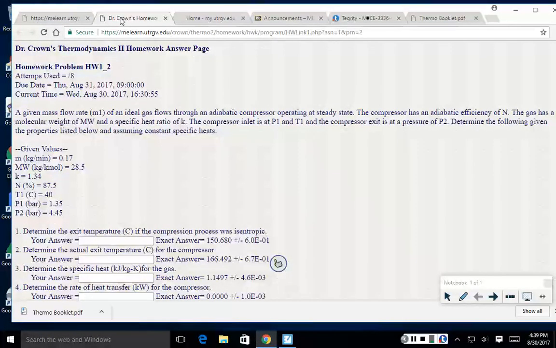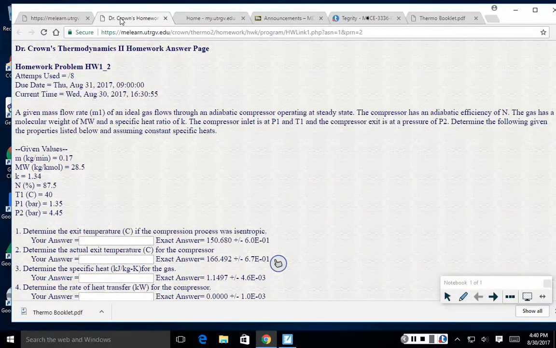All right, I'm going to begin on problem 2. Given mass flow rate of an ideal gas flows through an adiabatic compressor. So this time we have mass flow going through the system, so we need the open system equations. It's operating at steady state, it has an adiabatic efficiency. We don't know what the gas is, but it has a molecular weight that's given and a specific heat ratio given. The pressure and temperature are given at the inlet, the exit pressure is given, and we're going to assume constant specific heats this time.